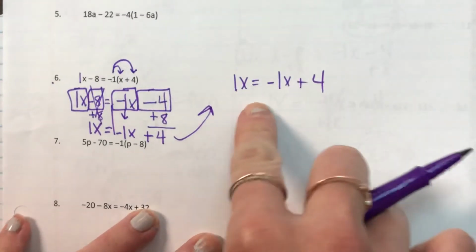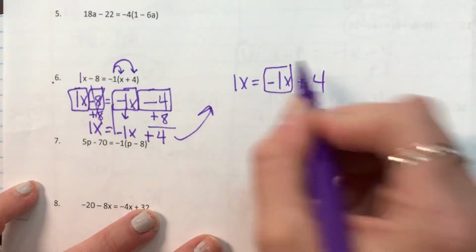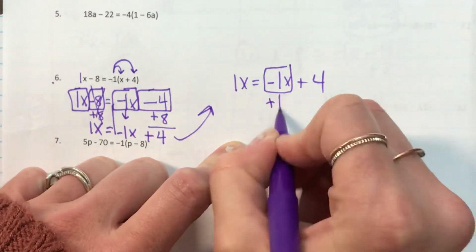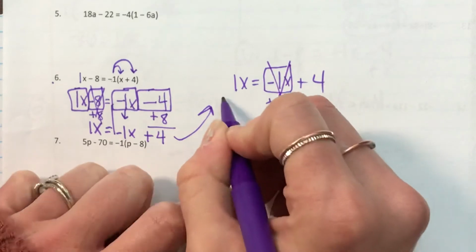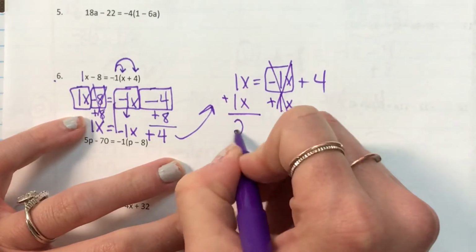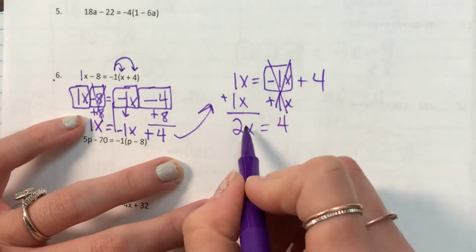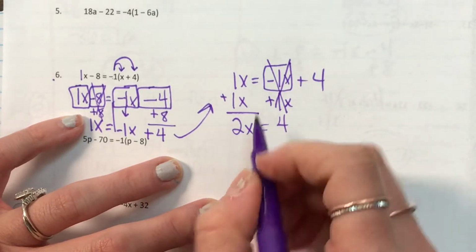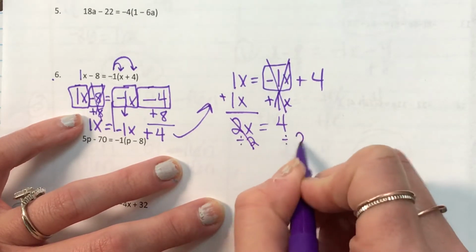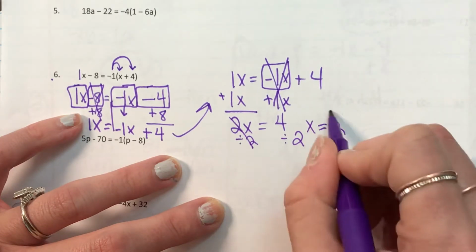Okay, so there's only one thing that I can move, and that's going to be this negative 1x. So I'm going to do the opposite to move it. Plus 1x, so that cancels. Plus 1x. 1 plus 1 is 2. And the only thing left over here is 4. So since this is multiplying 2 times x, I'm going to do the opposite and divide. And 4 divided by 2 is 2.